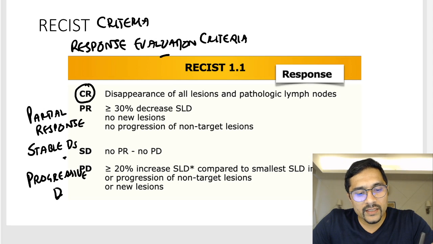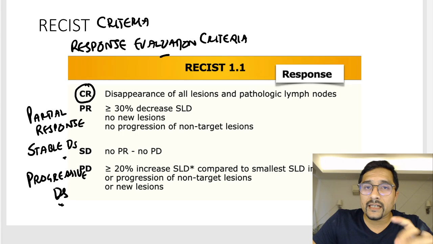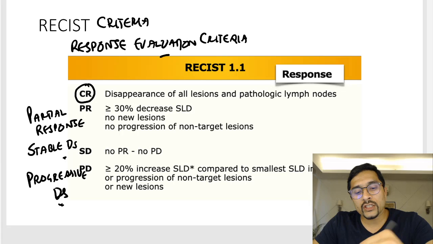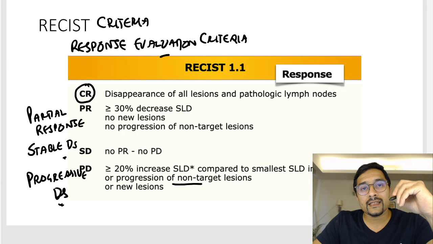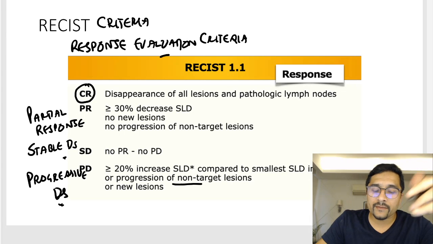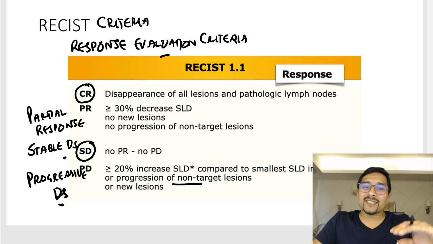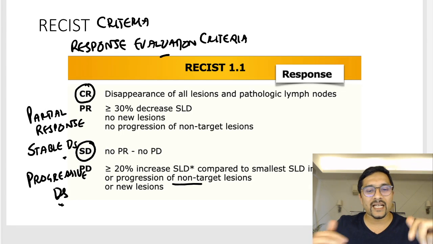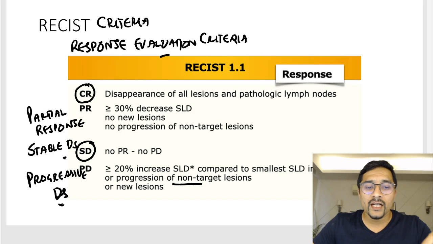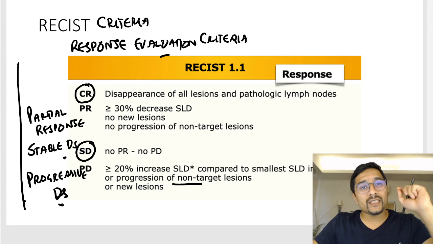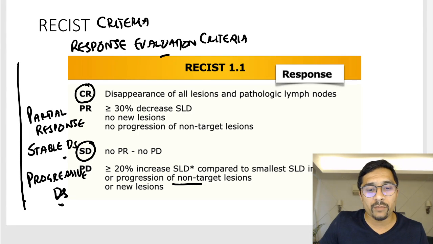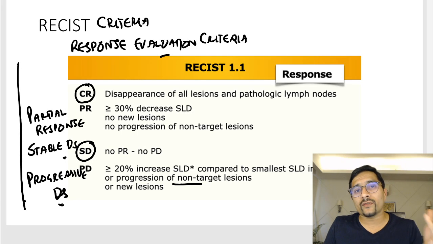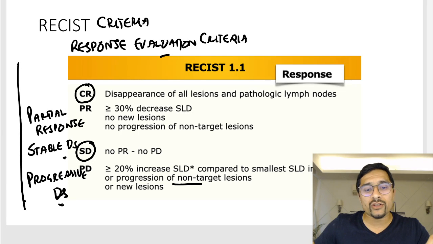So progressive disease is more than 20% increase in the diameter or new lesions or progression of non-target lesions. This is progressive disease. Stable disease is which is neither partial response nor progressive disease, that is classified as stable disease. So this RECIST criteria is a new addition to the latest edition of Bailey. It basically judges the response of the solid tumor to neoadjuvant therapy.